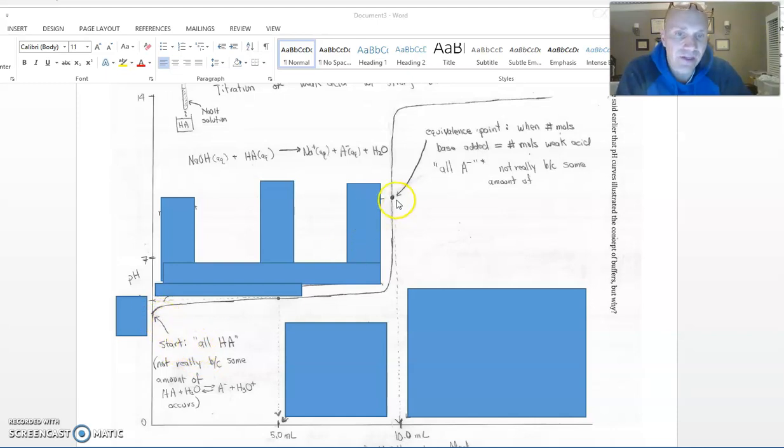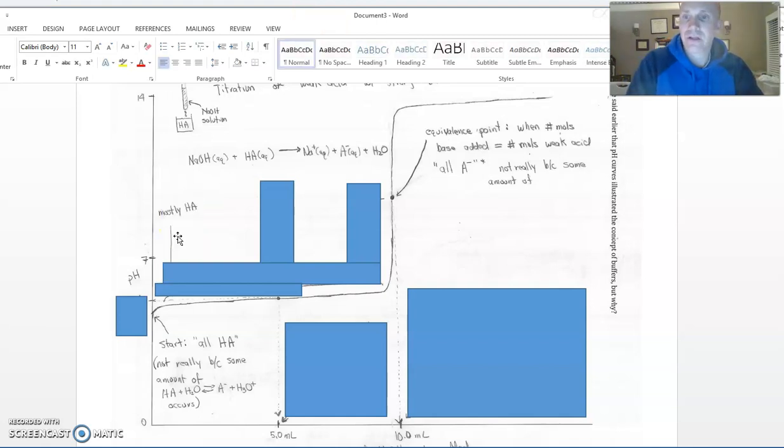All right, at the equivalence point you're going to have all A minus, and we can make some assumptions about what's going on in between. So in the very start of the reaction, you would expect this arrow to be pointing down to about this point on the curve. At this point on the curve, we've added a little bit of sodium hydroxide. So you're still going to have mostly HA.